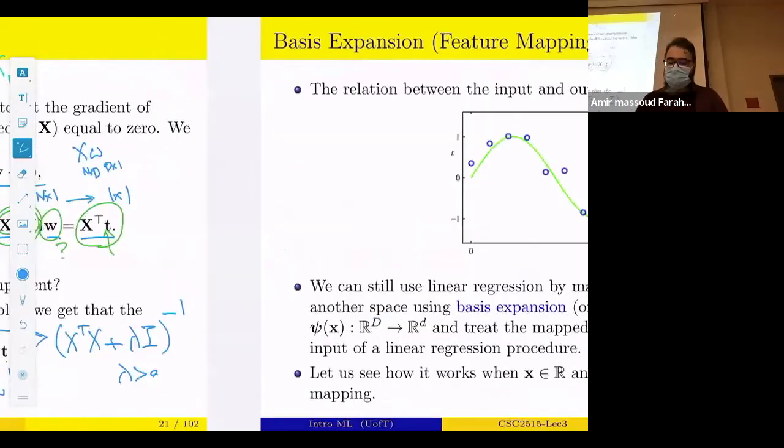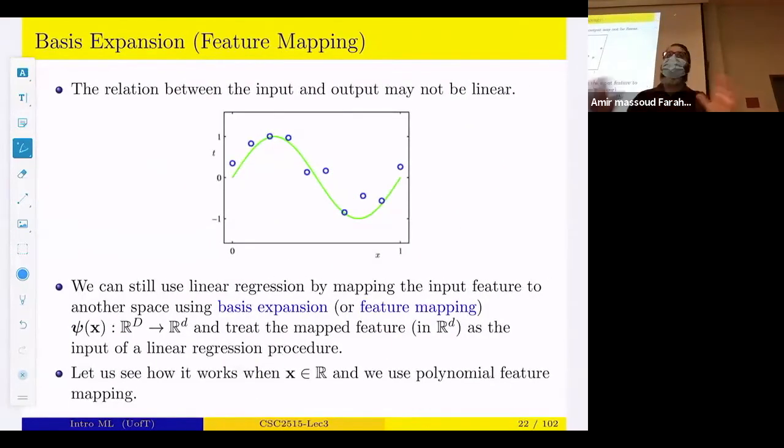Okay, so far we talked about linear models, but in practice, many data points that we observe are not going to be linear. For example, the relation between input and output is not going to be linear. If we have these blue data points here, you see that they follow this curve. So we can't fit a very good linear model to it.